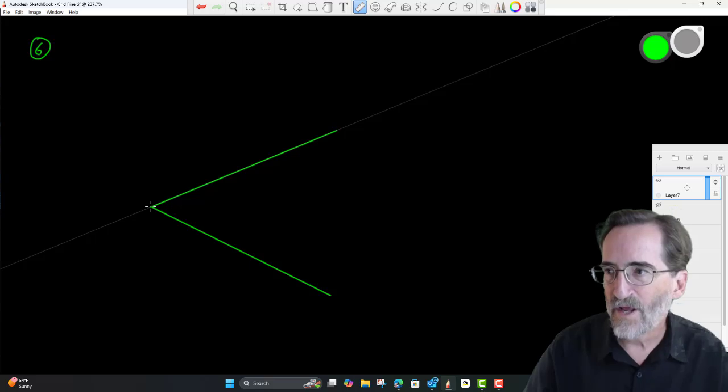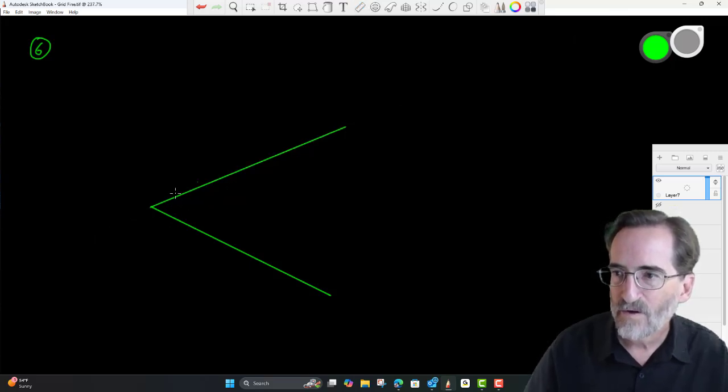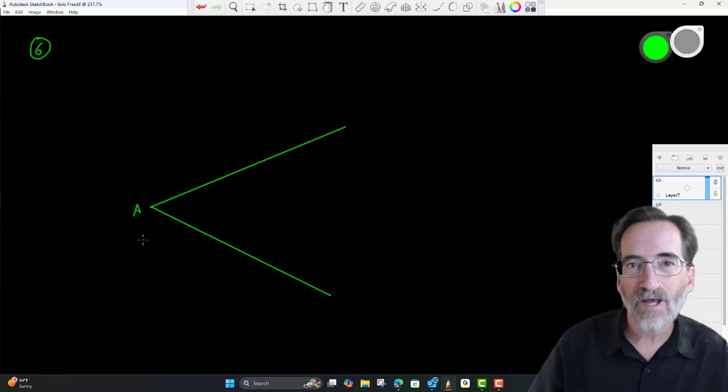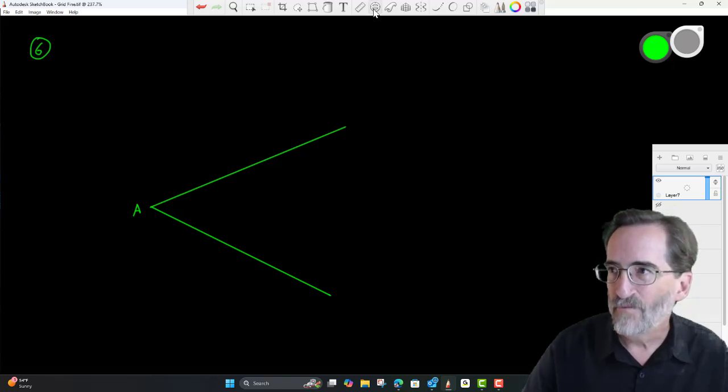So here's an angle. I'll call this point A. We want to double the angle. So doubling the angle basically is a matter of making a copy of angle A and attaching it adjacent to angle A. Okay, so here are the steps I would use.